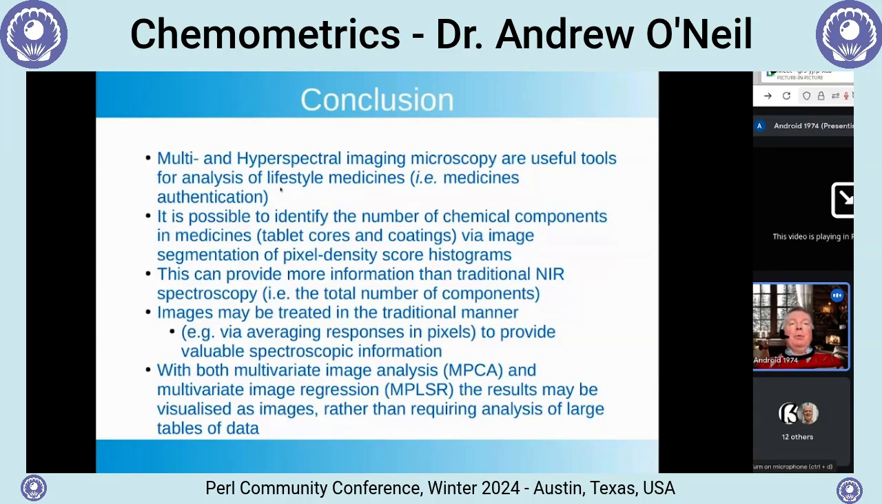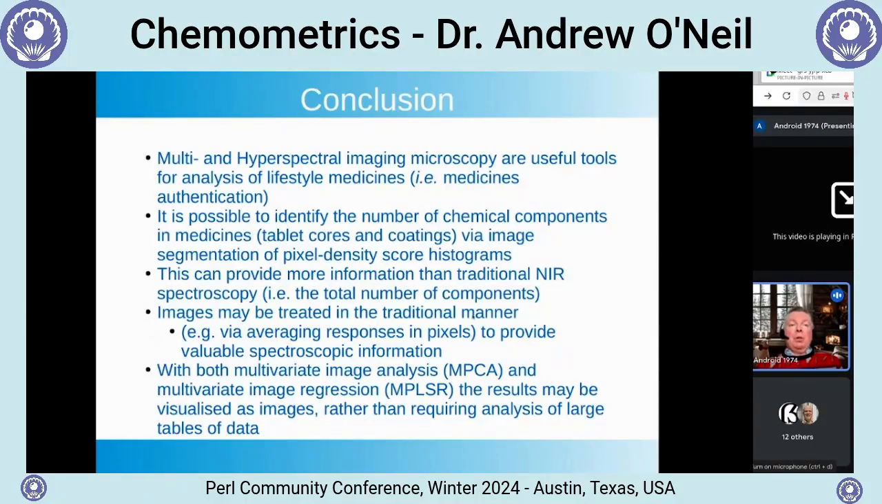I would say multispectral imaging and hyperspectral imaging are useful tools then for analysis of lifestyle medicines. It's possible to identify the number of components in the medicines, probably the tablet cores as well as the coatings, via image segmentation of pixel density score histograms. And that can give more information than just traditional NIR spectroscopy, so the total number of components.